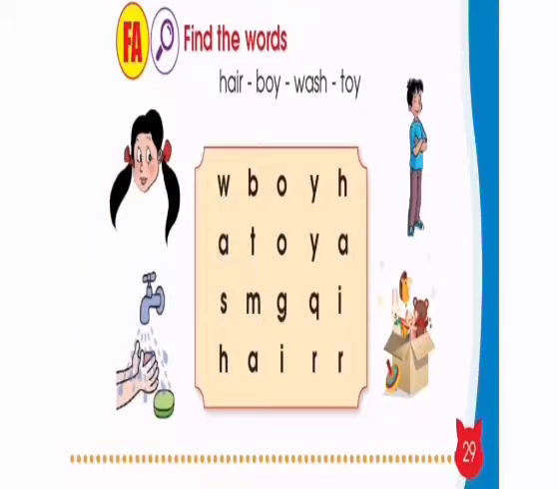Look here, we are going to find the words. We have hair, boy, wash, toy. If we look here at the last row, you can see the word hair. Yes. And last row and last column, we have the word boy, wash, and toy.